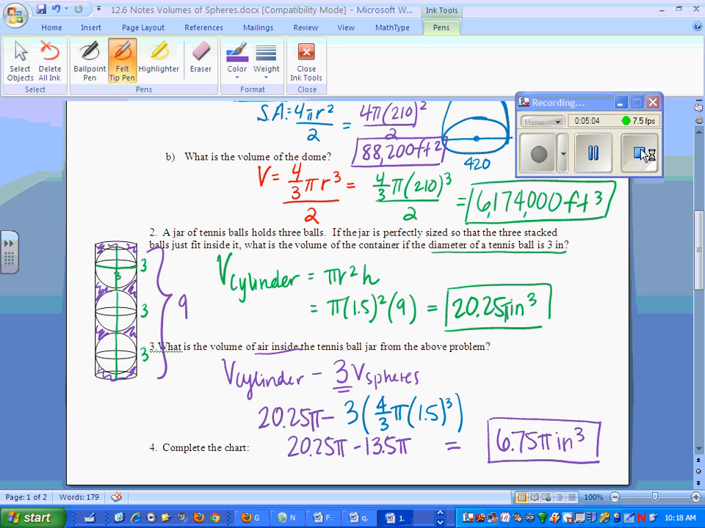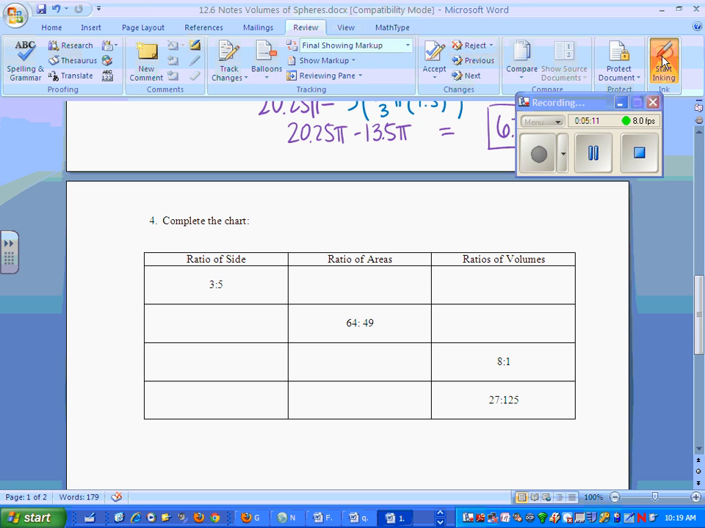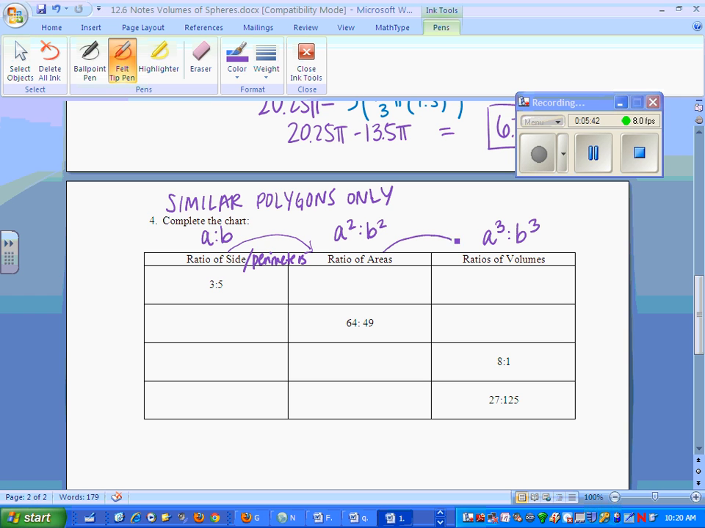And last part. Last part we kind of touched on last chapter. This is ratios. So ratios of sides or perimeters. I'm going to add perimeters in here. It is A to B. We know the ratio of areas is A squared to B squared. So the ratio of volumes is A cubed to B cubed. And this is for similar polygons only. So go ahead and fill these out, going from sides to areas and areas to volume.